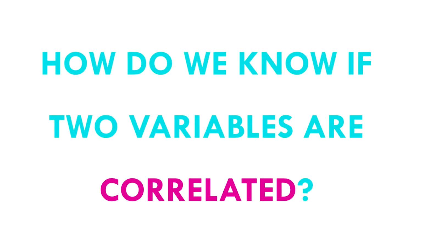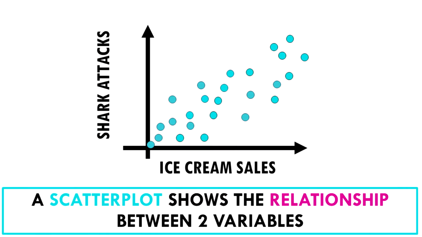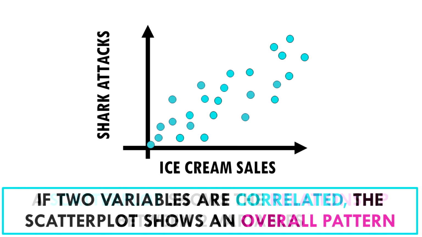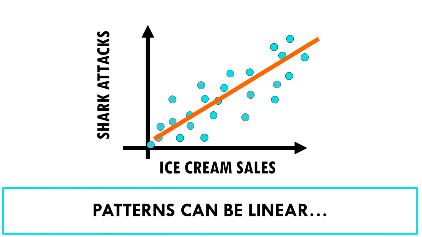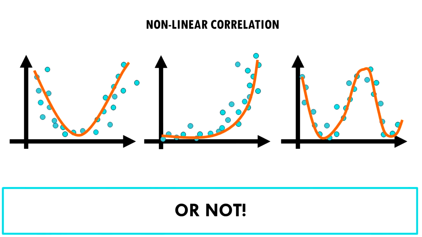So how can we know if variables are correlated? To visualize if two variables are correlated, we can plot them in a scatter plot. If there is a correlation, an overall pattern can be seen when the variables are plotted on a scatter plot. If this pattern can be approximated by a line, the correlation is linear. Otherwise, the correlation is non-linear.